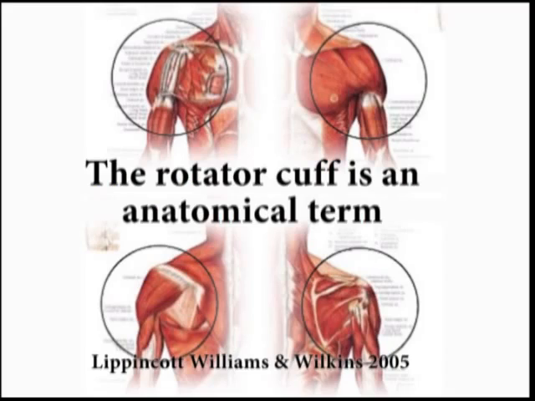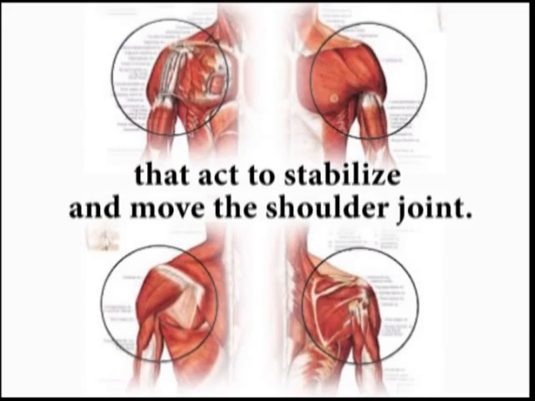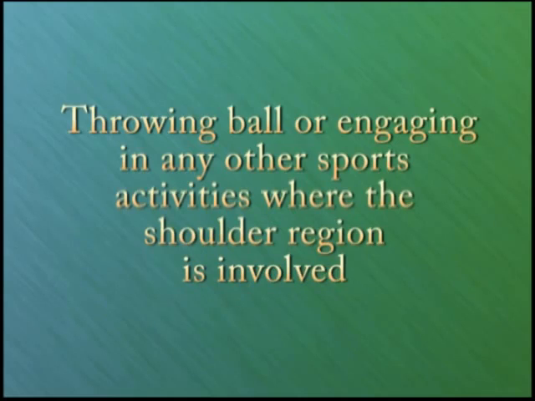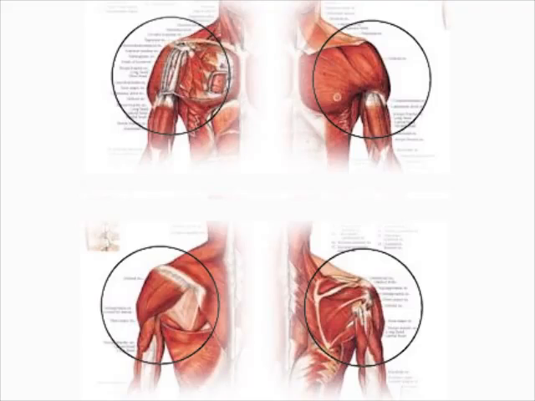The rotator cuff is an anatomical term given to a group of 6 muscles and the associated tendons that act to stabilize the shoulder joint. In case someone throws a baseball, basketball, or is involved in any other sport activities where the shoulder region is involved, they can strain the shoulder region, thus developing an inflammatory condition in the rotator cuff.